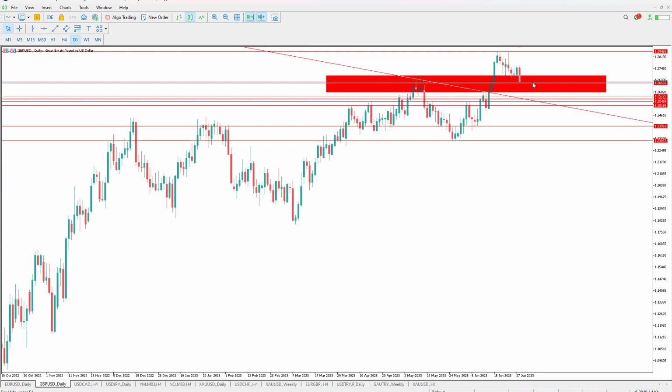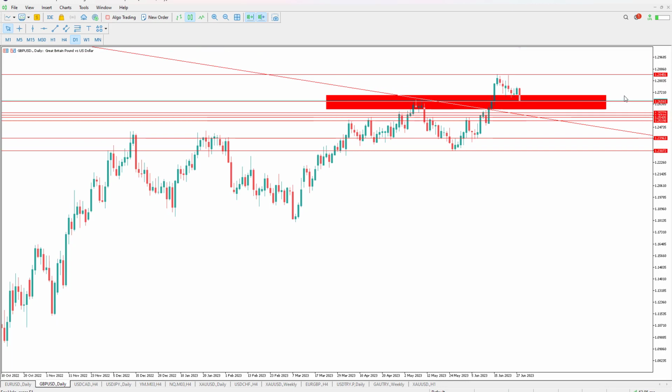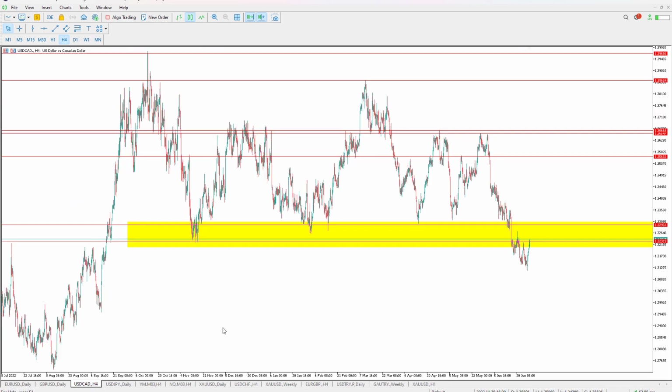GBP/USD on the daily time frame is reaching, I believe, 1.2580, something like this. So from this area, I'd be looking for some bullish evidence to show up, then I would go long. But other than this, I would be bullish after the breakout of 1.2850.